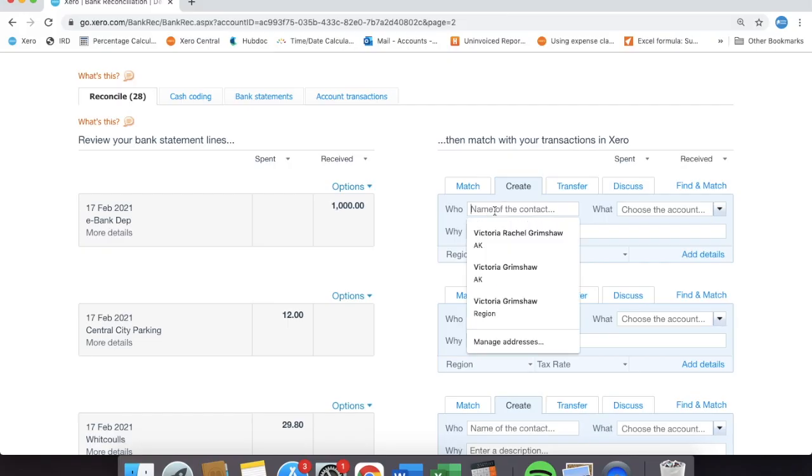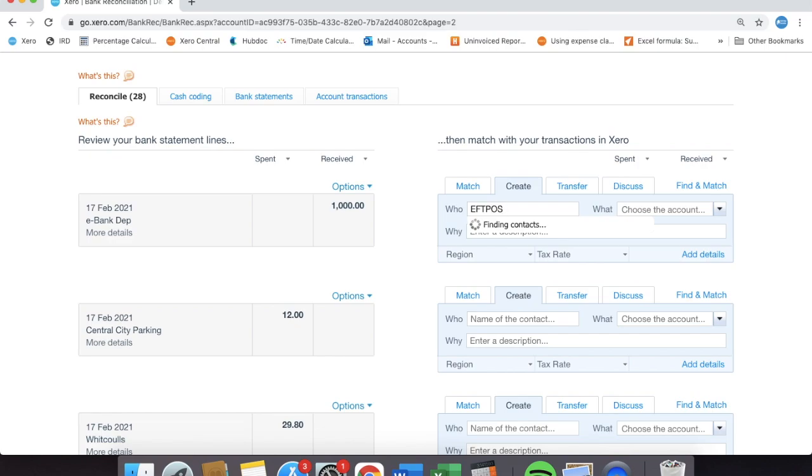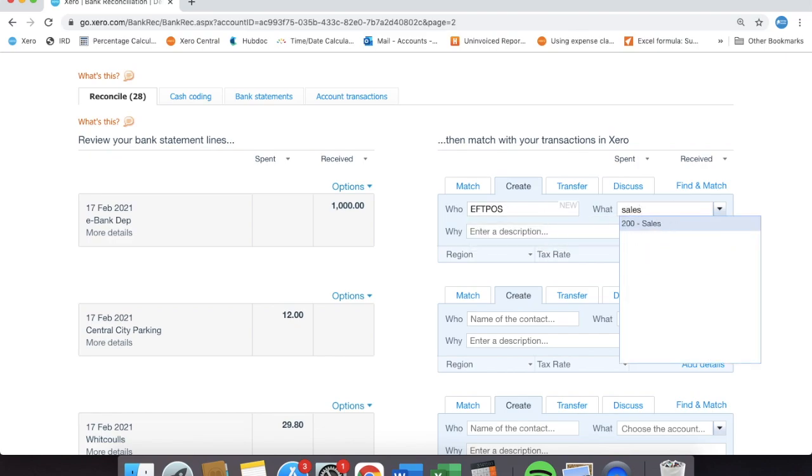However, if you're in hospitality or retail and you have lots of EFTPOS or cash transactions, you're unlikely to create invoices for these. Therefore, you would create receive money transactions for income coming from these sources. For example, this e-bank deposit of $1,000 would just be coded to your sales code.